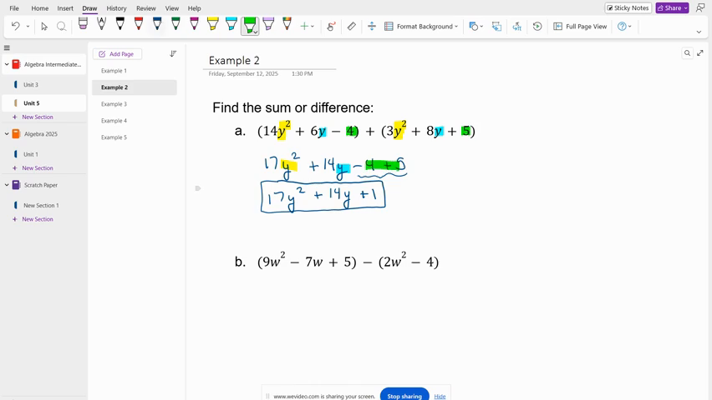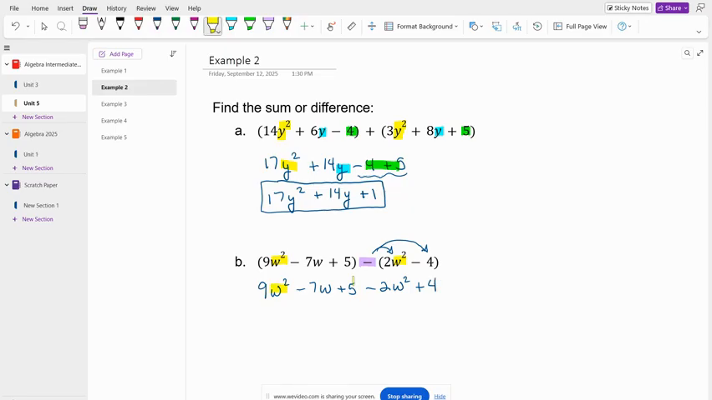Okay, so let's look at this next one, part B. We see a w squared. We see a w squared here as well. Now, in this case, we want to pay particularly close attention to this minus sign. So we're actually going to rewrite this before we start. 9w squared minus 7w plus 5. We're going to distribute the minus sign into the parentheses and go minus 2w squared. And then we have the minus negative 4, so that's a double negative. So we think about that as adding 4.